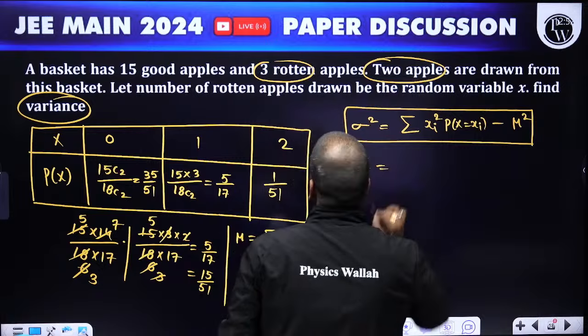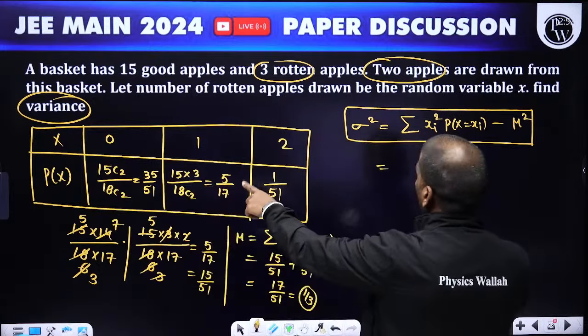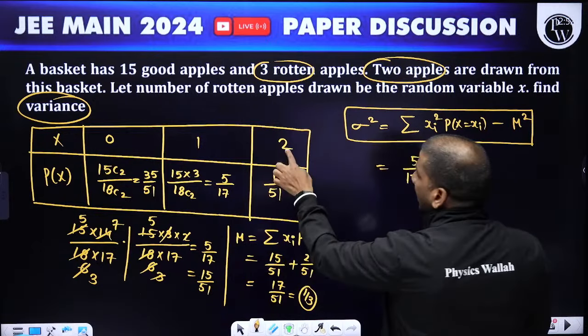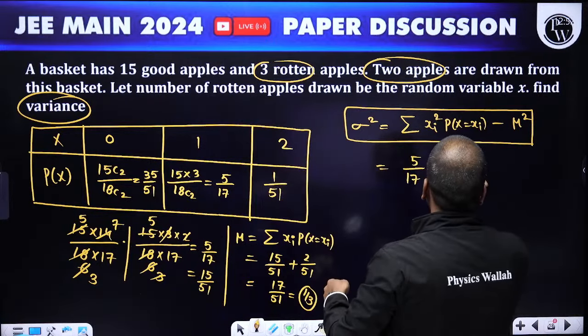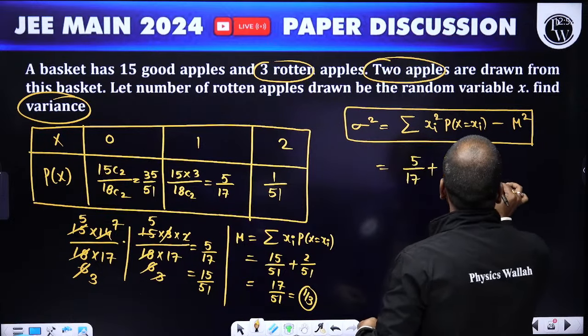Now, we can write xi square. Anyhow, it will become 0. And this one will be 1. 1, that means 5 by 17. Plus xi square, 2 square 4, 4 by 51. Minus mu square, 1 by 9. So, that's all. See how simple it is.